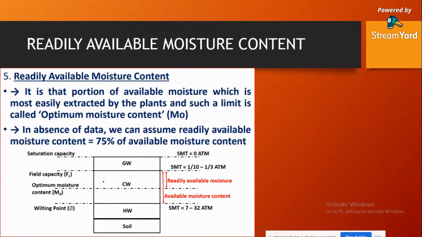Readily available moisture, I told you. This is the depth of water which the plant can easily extract for its growth. That means 70 to 80% of the water will be easily utilized by the plant. Once the moisture content falls below the optimum moisture content, one should apply irrigation to the field. Practically, readily available moisture content is taken as 75% of the available moisture content.